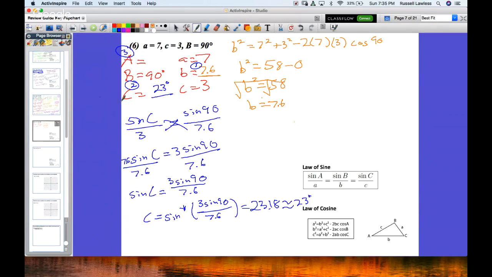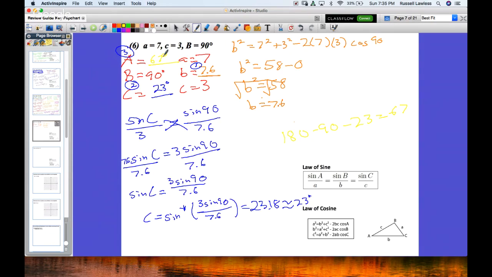Now let's go to the last part of this problem, which is going to be angle A. And all you got to do for angle A is just do 180 minus 90 minus 23, which is going to give us a nice odd number of 67.